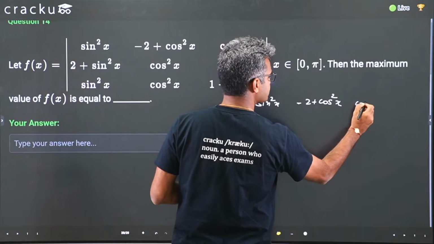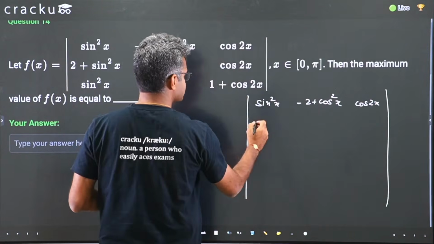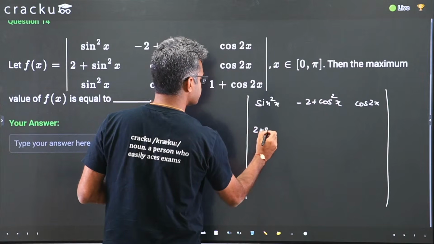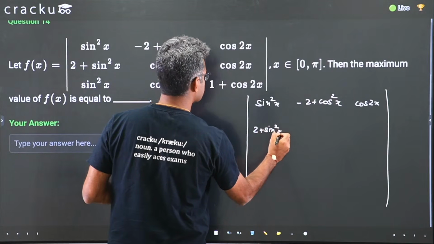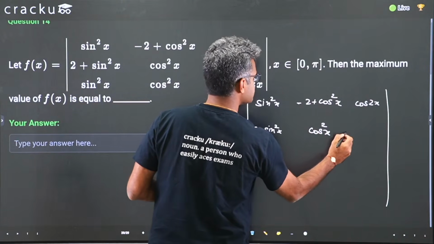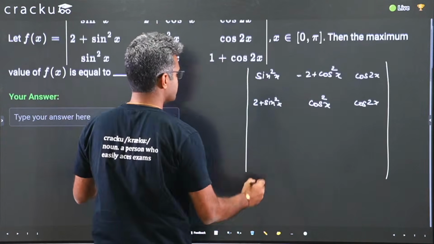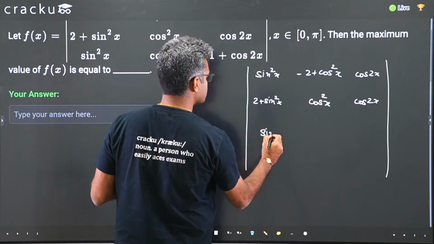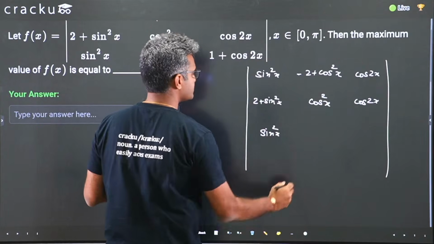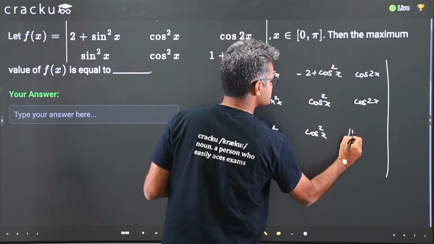This is cos 2x. And then we have 2 plus sine square x. This is cos square x. This is cos 2x. This is sine square x. This is cos square x. And this is 1 plus cos 2x.